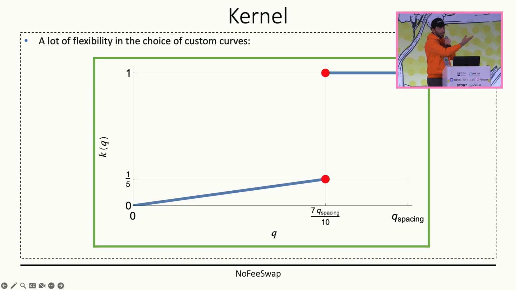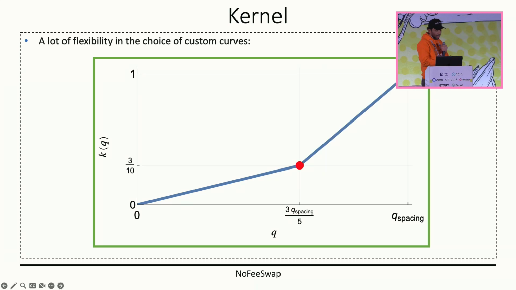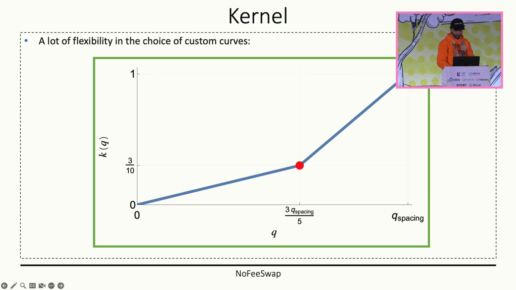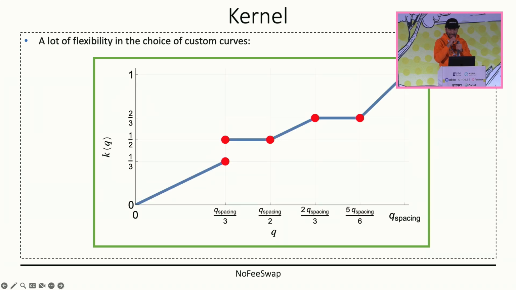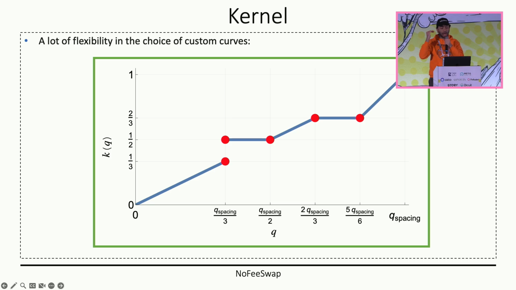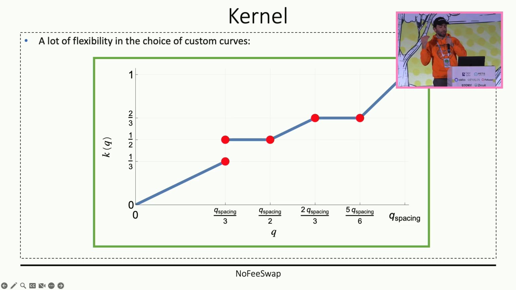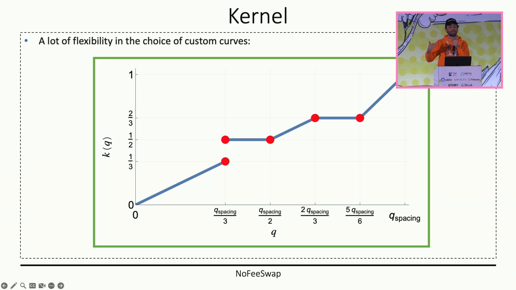You can make it look like this. You can make it look like that. You can make it look like this one. As complicated as you want, whatever your heart desires, as long as it is safe, which is verified on-chain. There are a lot of forbidden maneuvers that you need to comply with. But as long as it is safe, the protocol allows it.